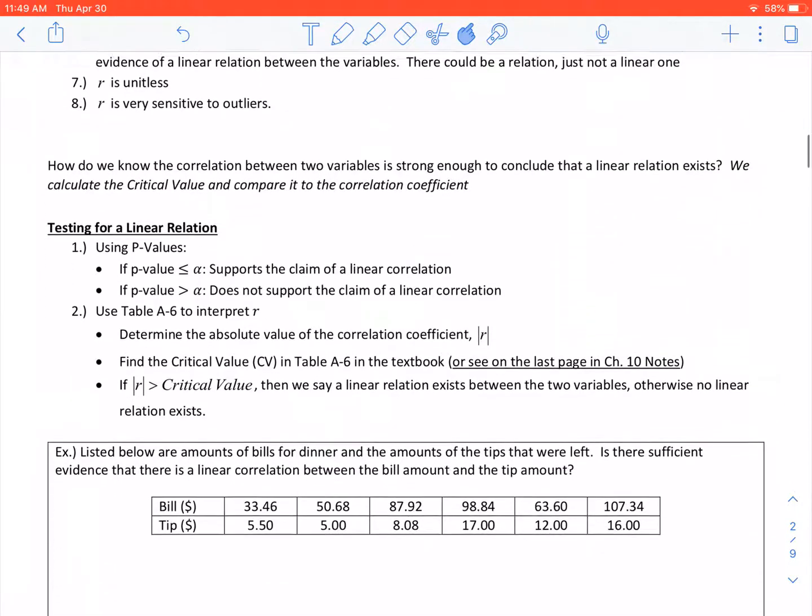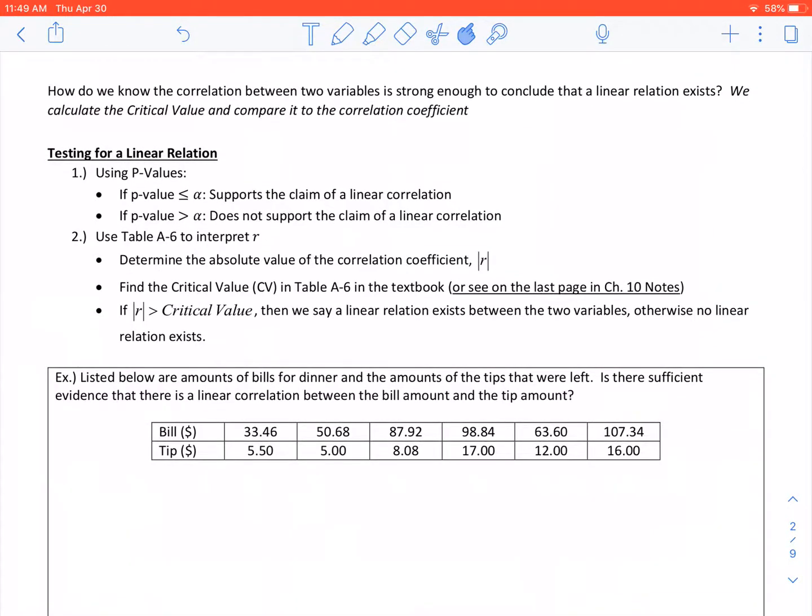How do we know if a correlation between two variables is strong enough to conclude that a linear relation exists? We calculate the critical values and compare them to the correlation coefficient. So we are going to have critical values and the correlation coefficient.